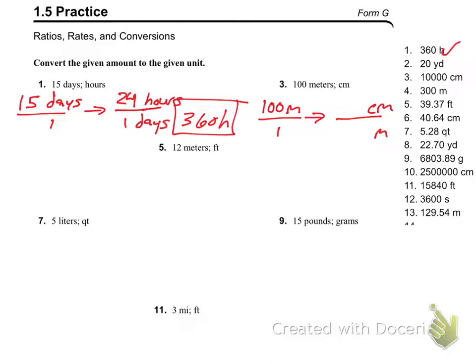So how many centimeters are in a meter? There are 100, I believe, centimeters in 1 meter. So then I would multiply 100 times 100, and let me double check my math here, 1, 2, 3, 4 zeros, so that'd be 10,000 centimeters. Remember to label. Check my answer, good to go. Let me get rid of these evens here.